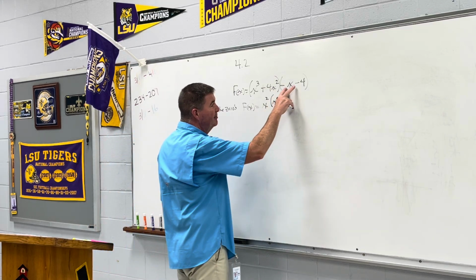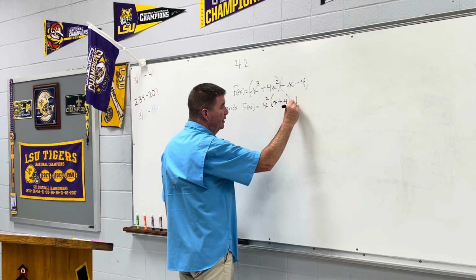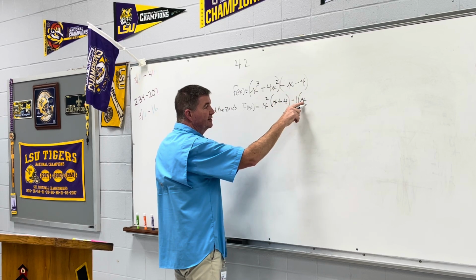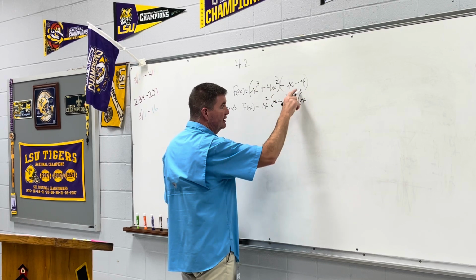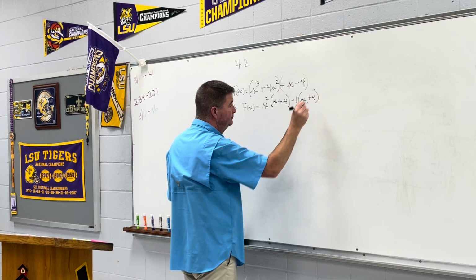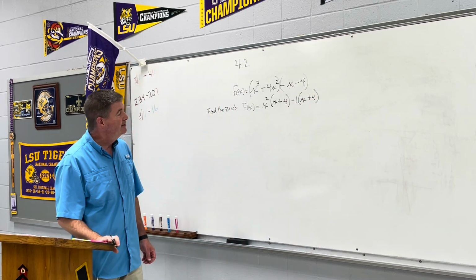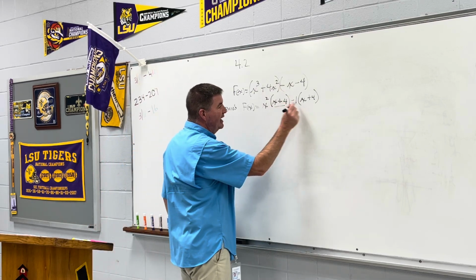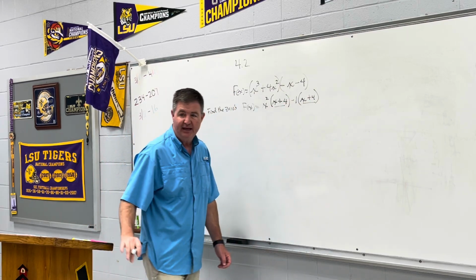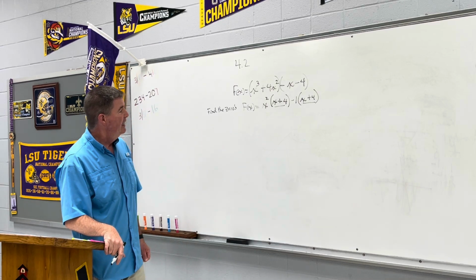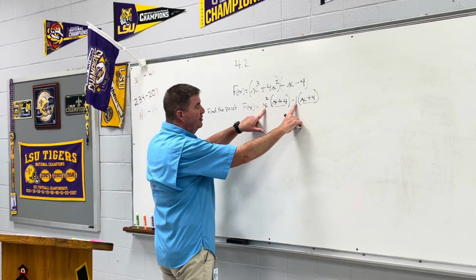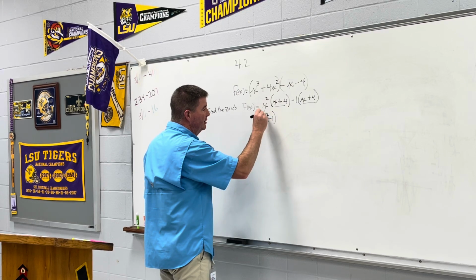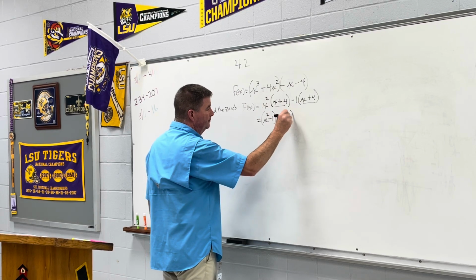On the second group, I can factor out a -1, and if I factor out a -1, it changes both signs. So this will be positive x and plus 4. When we factor by grouping and we factor something out, what's left has to look identical. And if so, then we put the two terms that we factored out together. That's going to be x squared minus 1 times x plus 4.